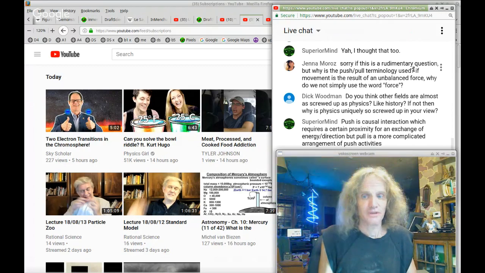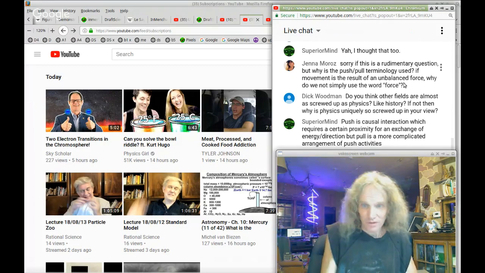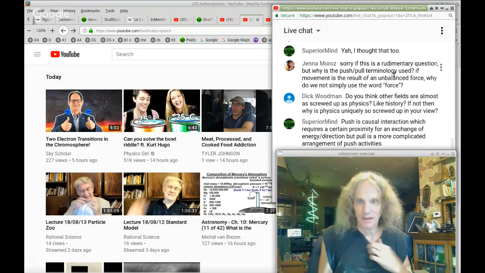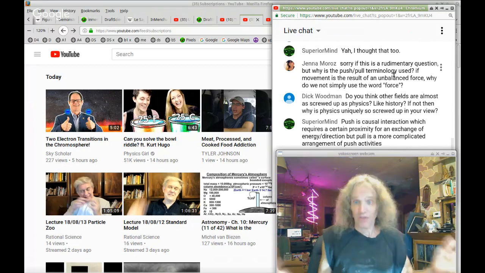It goes to the center of the material bit, and there's no explanation for why it goes there. If the movement is a result of an imbalanced force, why do we not simply use the word force? Well, I'm just saying, they don't think it's a force. They don't think gravity is a force. They think of it as some virtual thing, like the magnets.